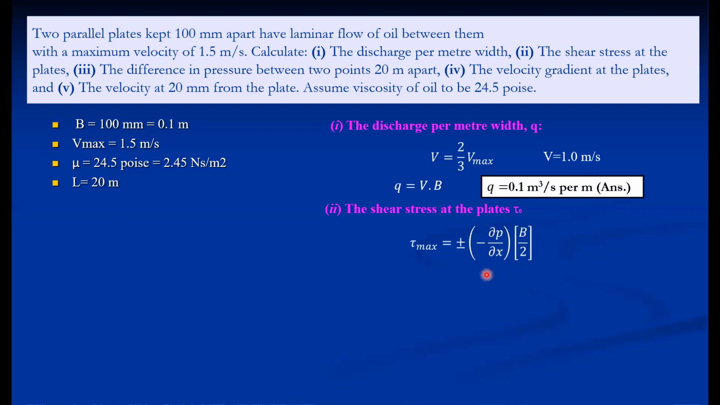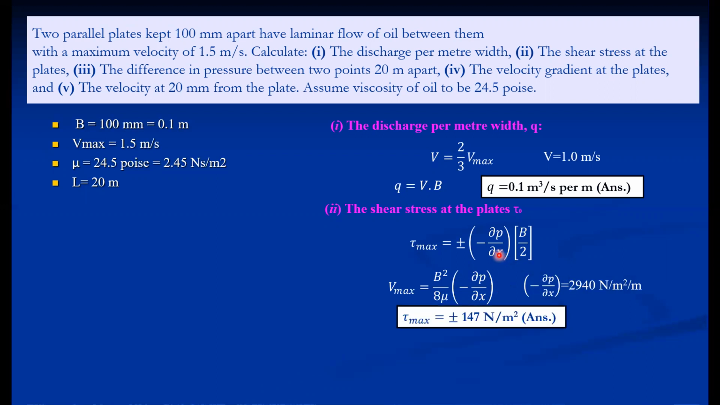So now we have to calculate this delta p by delta x first, and then we can calculate this local shear stress. So delta p by delta x is involved in the V max equation. We already know the V max. From local velocity, we can derive the expression of V max. So V max is equal to b square upon 8 mu times minus delta p by delta x. So from that, we can calculate minus delta p by delta x. Then we put this delta p by delta x here to calculate maximum shear stress.